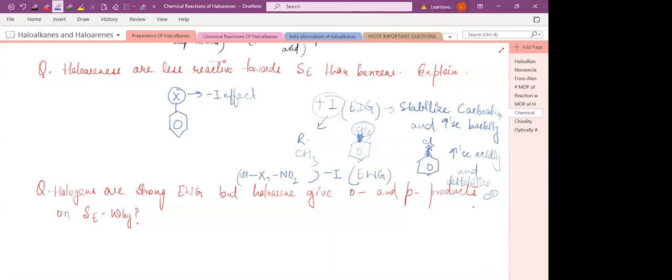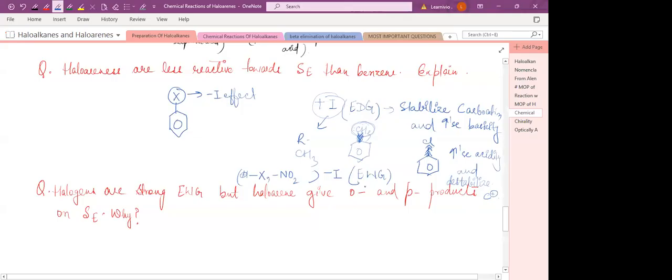Just remember, plus I effect is caused by the electron donating group, and you know very well what happens when the electron donating group is attached. It just tries to give the electron, it donates the electron to the ring. And if it donates the electron, the electron density on the ring increases, right? Electron density increased on the ring.